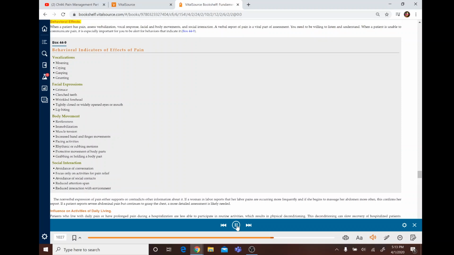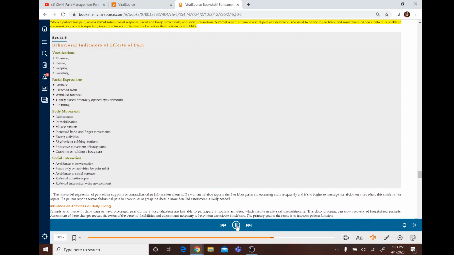Behavioral effects. When a patient has pain, assess verbalization, vocal response, facial and body movements, and social interaction. A verbal report of pain is a vital part of assessment. You need to be willing to listen and understand. When a patient is unable to communicate pain, it is especially important for you to be alert for behaviors that indicate it. Box 44-9.